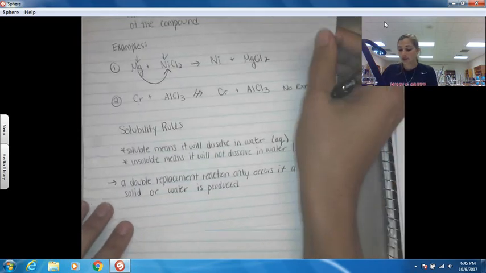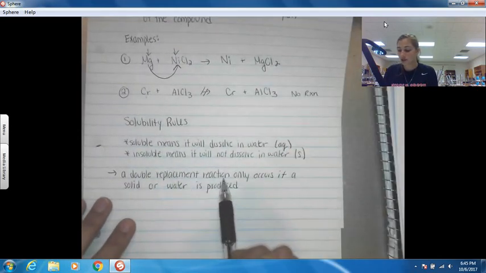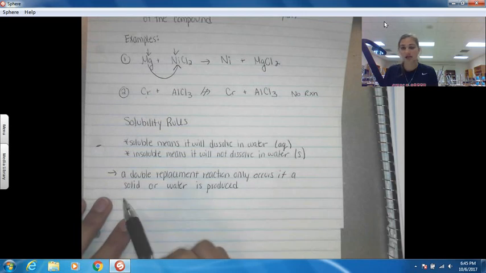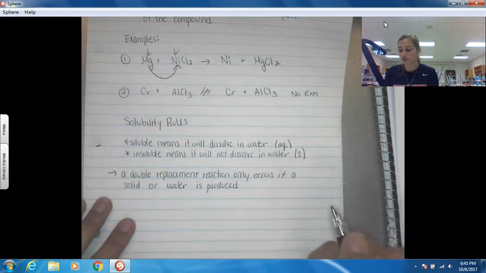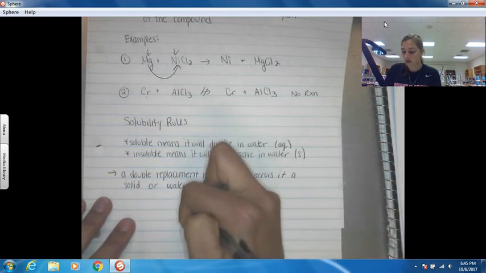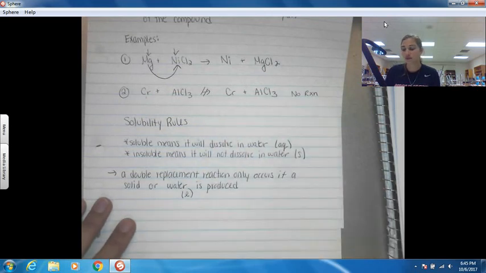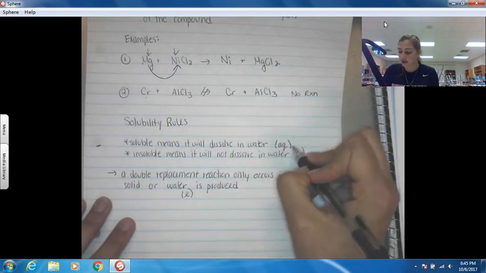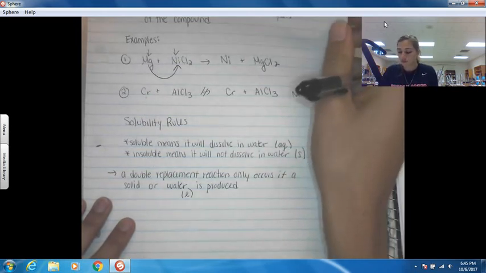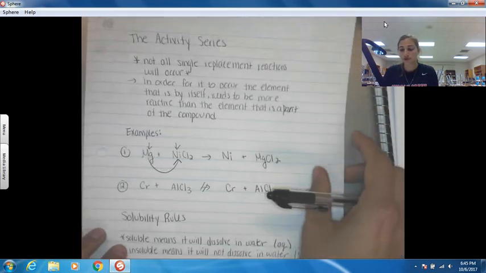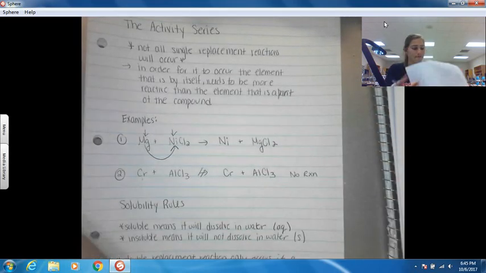This is really important. A double replacement reaction only occurs if a solid or water is produced. Okay? Water is the only thing that we're dealing with that would have an L state of matter. Every other liquid-looking thing would be aqueous. All right, so let's go to our solubility rules so that we can learn how to read them.